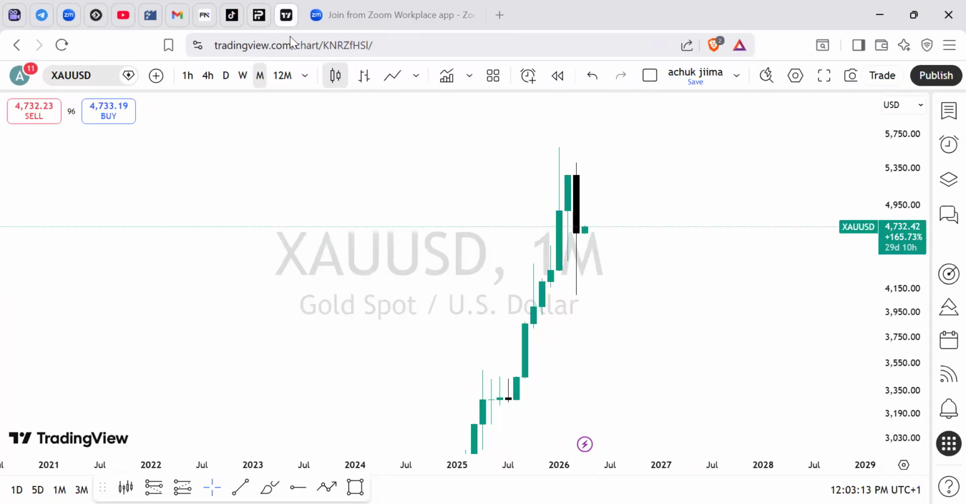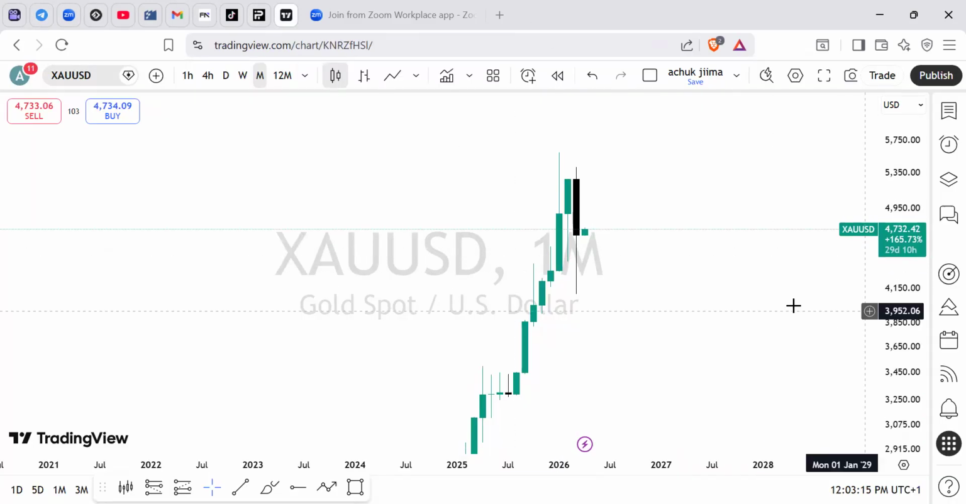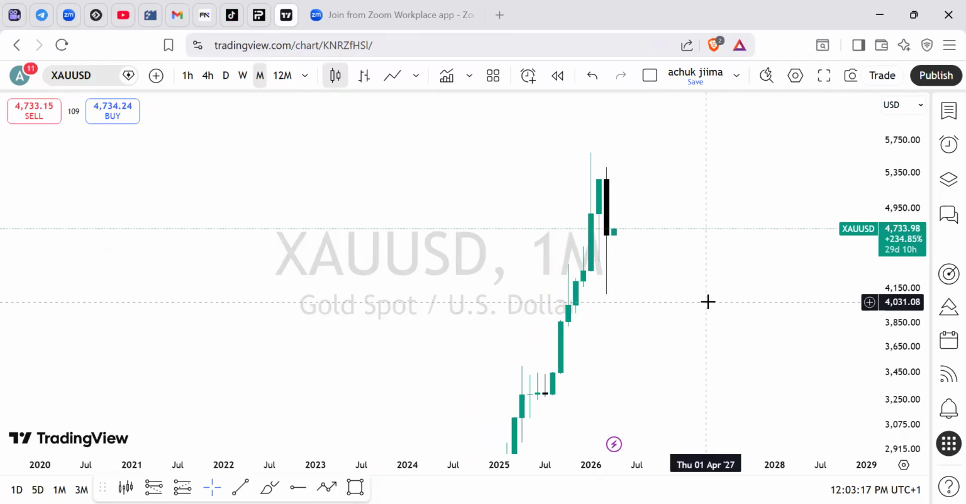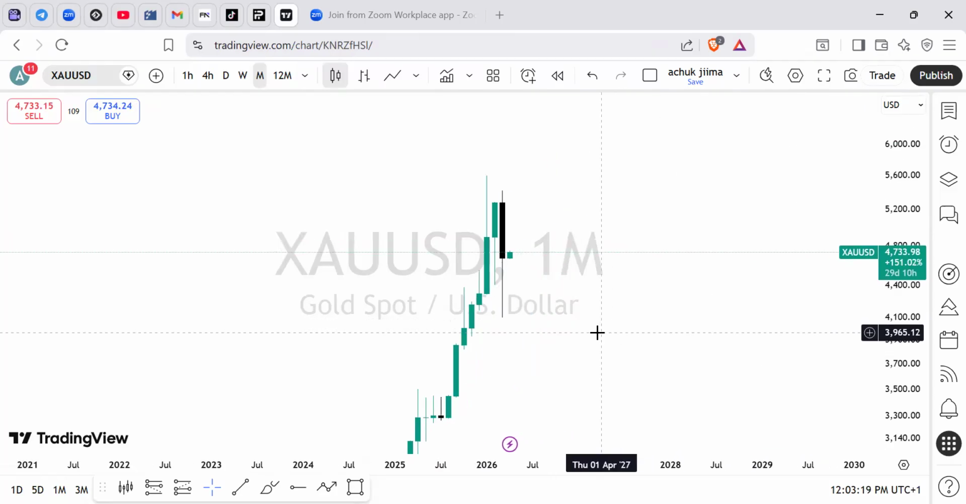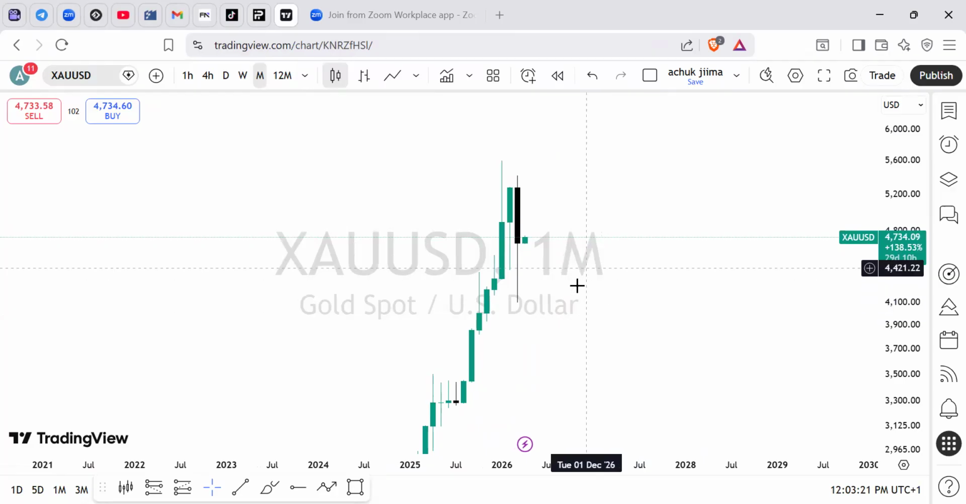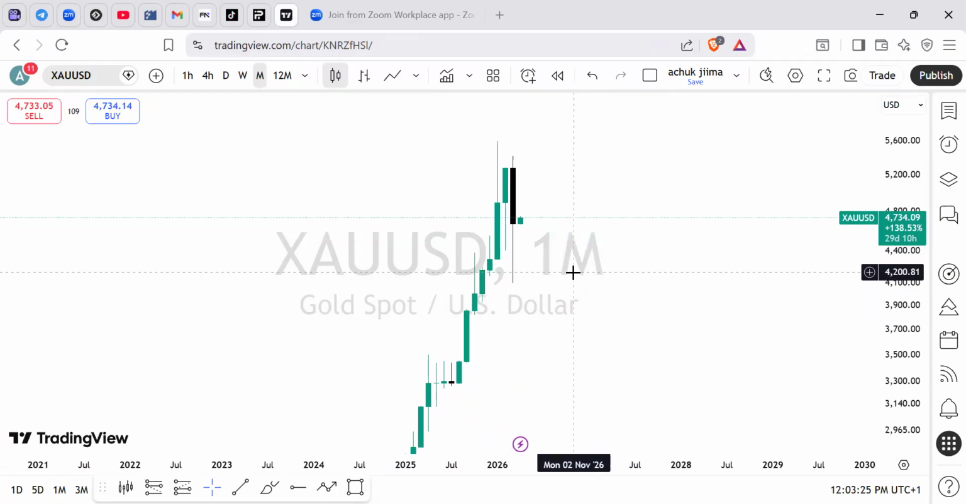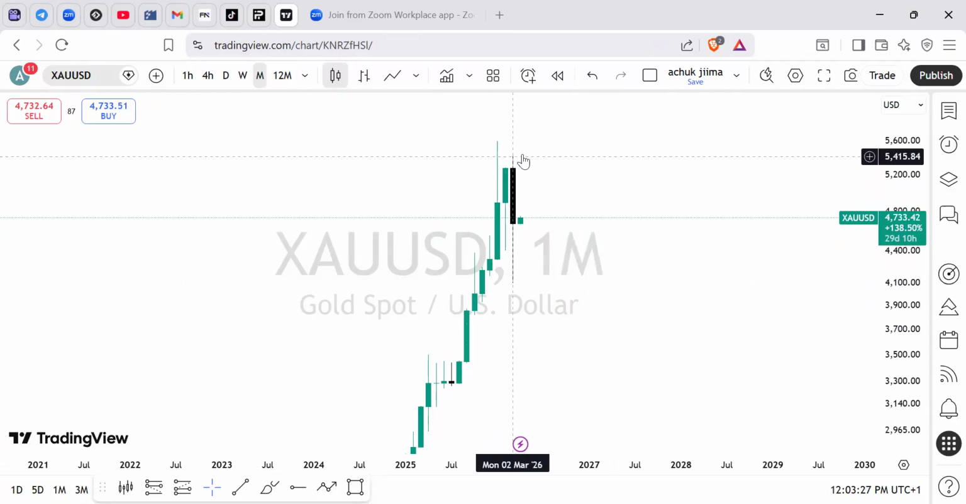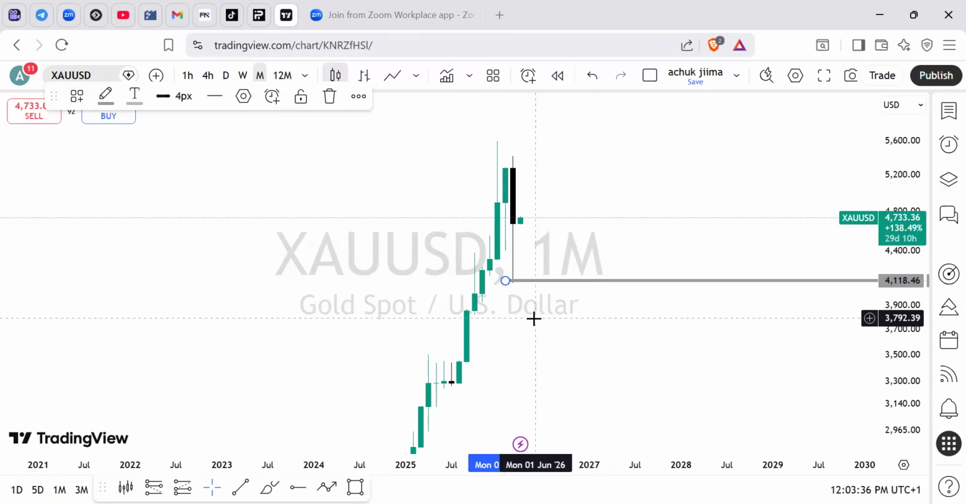So the first thing you need to do here is that we wanted the monthly candle to close so that we can have a better picture of how the monthly candle has closed. If you look at the monthly candle now, the market is of course bullish. Why do we say the market is bullish? Because we can clearly tell here that we only have one bearish candle with a wick. So this candle has a wick all the way here.